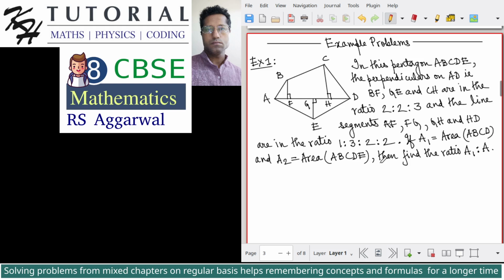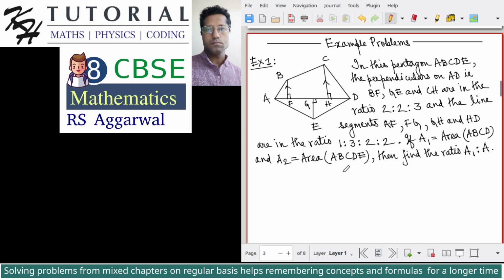So we are given the ratio of the perpendiculars, and the ratio of the distances that are being formed by the foot of all the perpendiculars on the diagonal AD. Okay, so we know that above the diagonal AD, BF is parallel to CH, since they are both perpendicular to AD. So we have the trapezium BCHF.